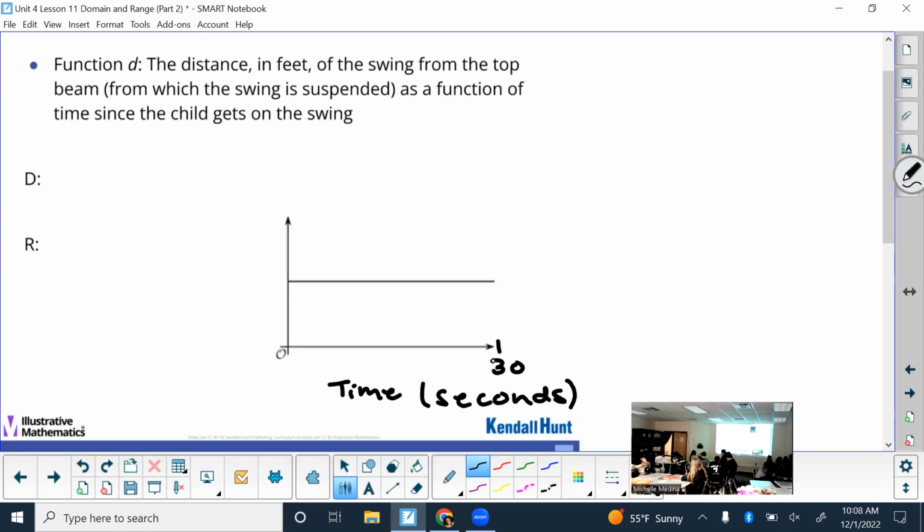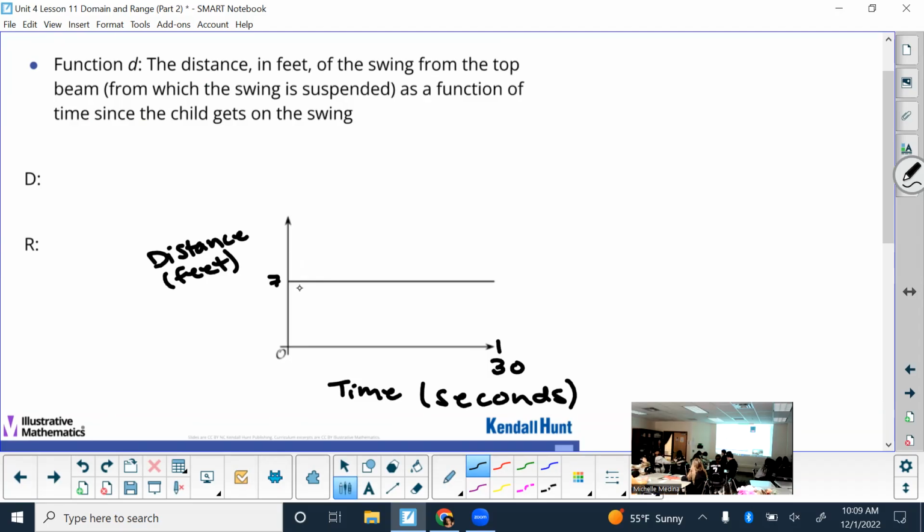Good. Table 8, what would be labeled the Y-axis? Distance. Distance, what's our unit going to be? Feet. And if you really want to be specific, it's distance from the top of the beam to the swing. Does that change even when she swings? No, it's always how many feet away did it say on the bullet point? 7. All right, so I know this is 7 because it said in that little paragraph that we read. And it doesn't change even when she swings, that's why it stays the same.